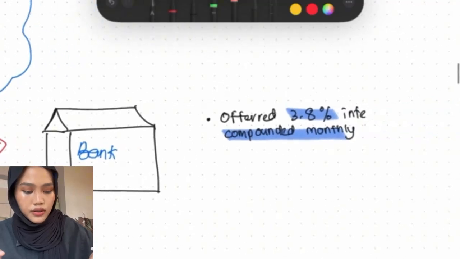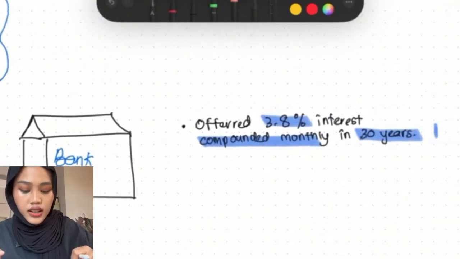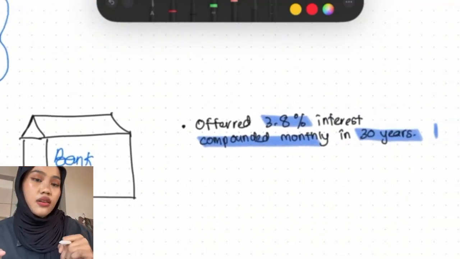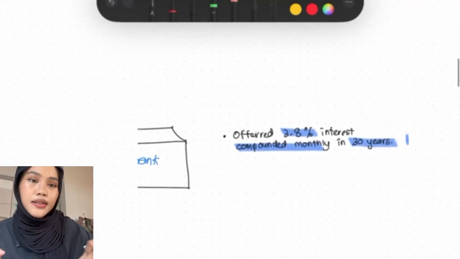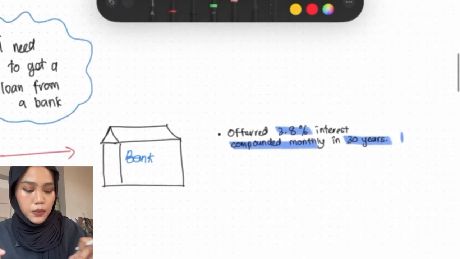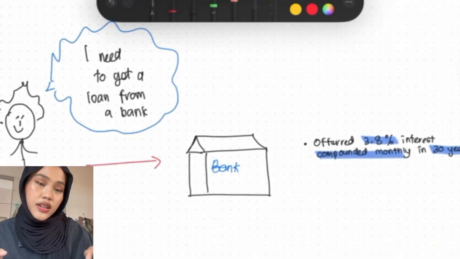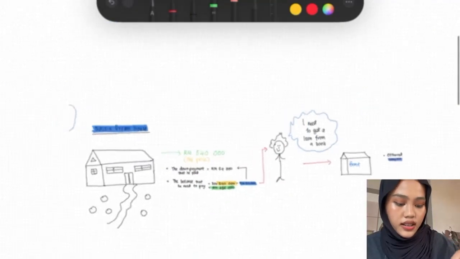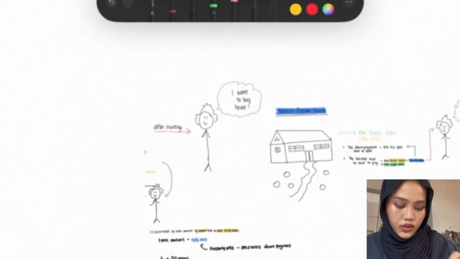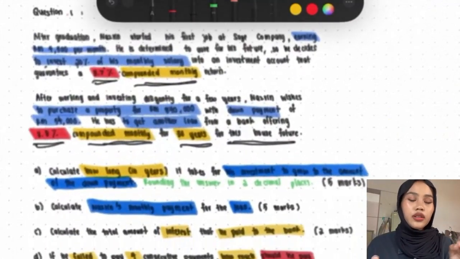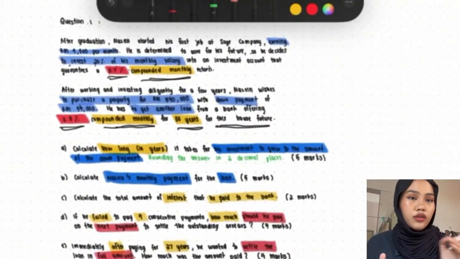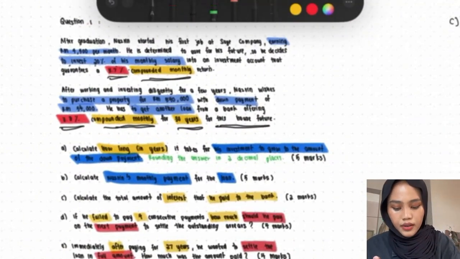So we're moving on. He needs to get a loan from a bank. So he went to a bank, and this bank offered him 3.8% interest compounded monthly in 30 years. So this is the whole story of this question, the whole story of Nazreen's life. And we're moving on to the first question.